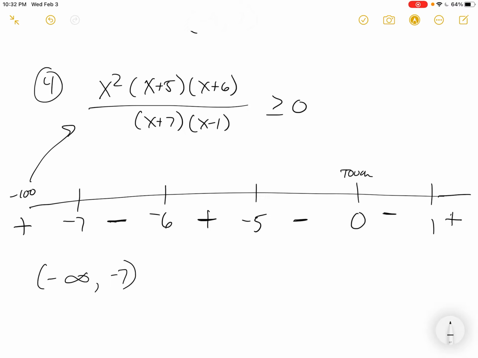So don't get in your mind that a line underneath means you include the endpoint, only if that endpoint made us 0. So how about negative 6? Does it make us 0? It does. And we're going to go all the way up to negative 5. And negative 5 makes us 0. Now I'm negative across the 0, but I'm positive from 1 on. But remember, 1 is a vertical asymptote, therefore not part of our domain. And so I can't include it. So this is the answer.